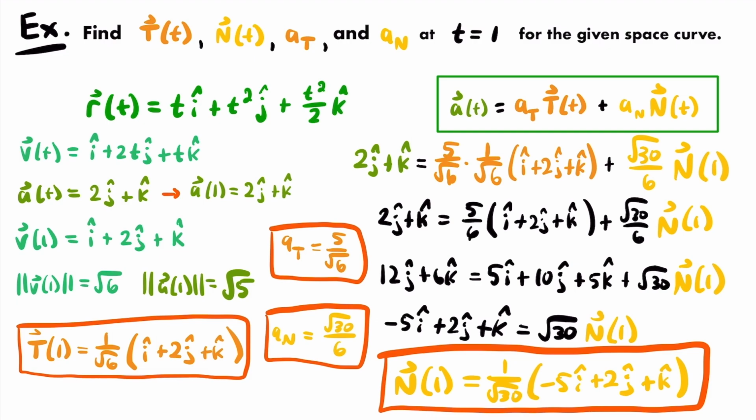And so that's it for this example. We found all 4 things we wanted to find, and so we're done. That is it for this example, and this was also the last example for this video.